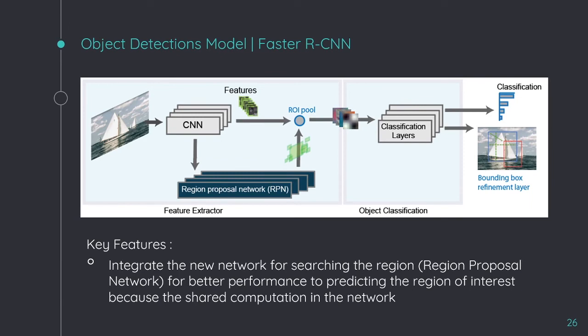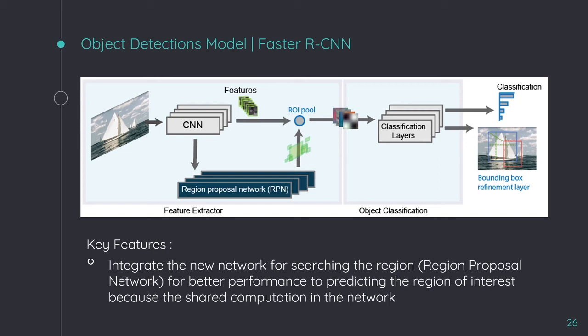So the third one is the Faster R-CNN model. This is the improvement of the Fast R-CNN model. The Faster R-CNN model is the improved model of the Fast R-CNN model by integrating the region proposal algorithm into the CNN model. This method doesn't use the selective search algorithm anymore because the algorithm is very slow to find the region of the object.